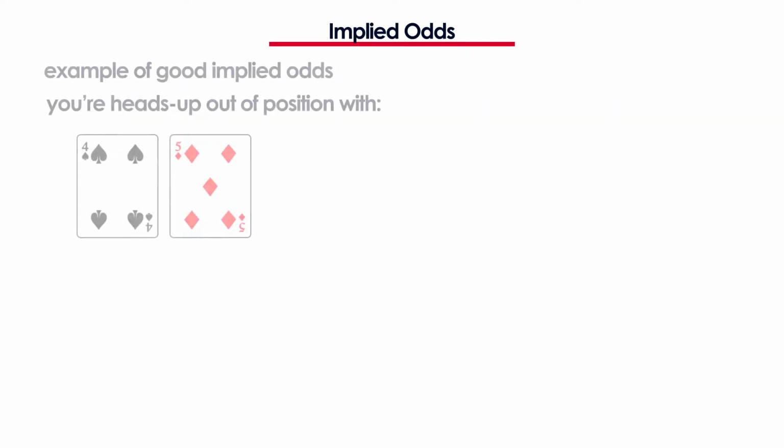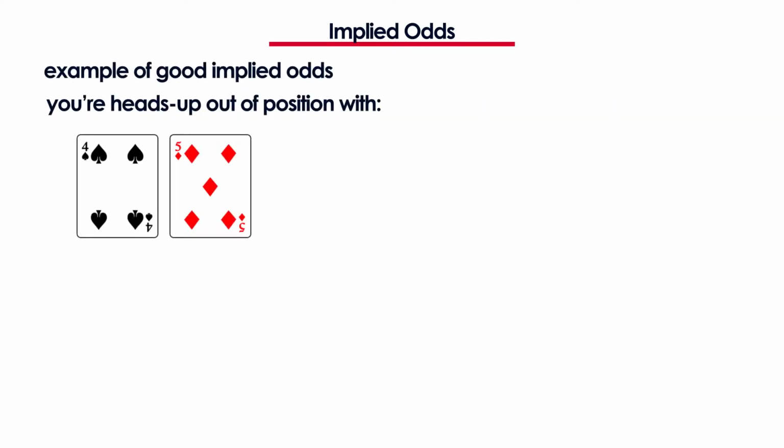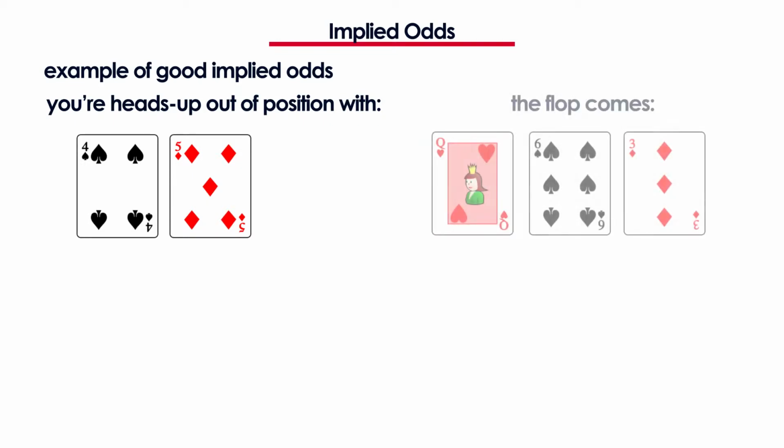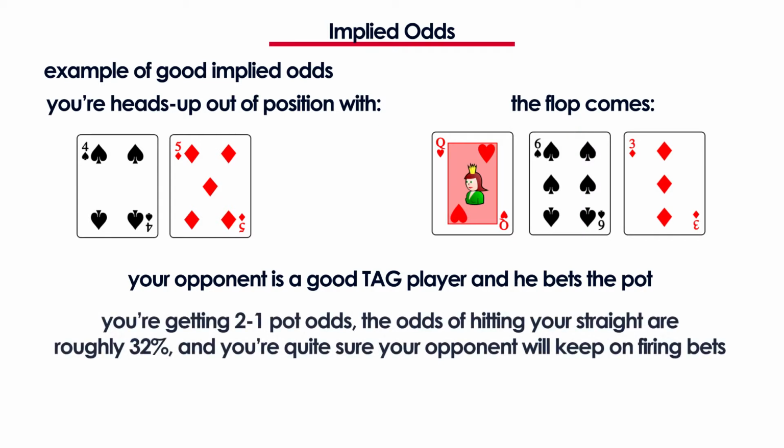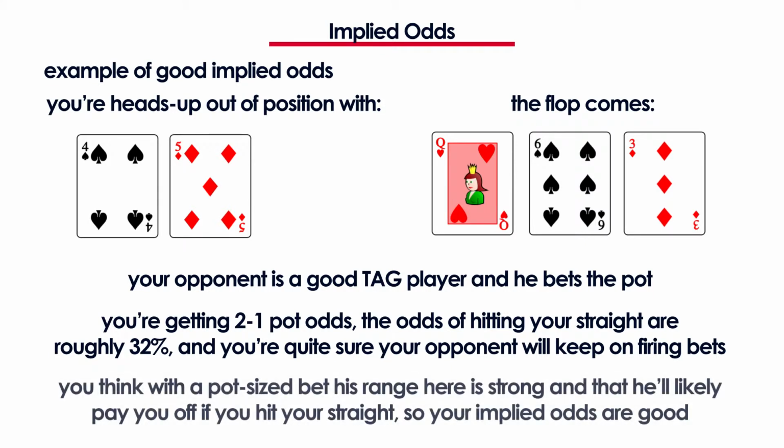Let's see an example of that. You're heads up, out of position with 4-5 and the flop comes Queen 6 trey. Your opponent is a tight player and he bets the pot. You're getting 2-to-1 odds, so based on pot odds only, you shouldn't call. But you know that your opponent is a tight player and his range is very strong here with a pot-sized bet. So you deduce your implied pot odds are good and you call, hoping that if you catch your straight, he's gonna pay you for it.